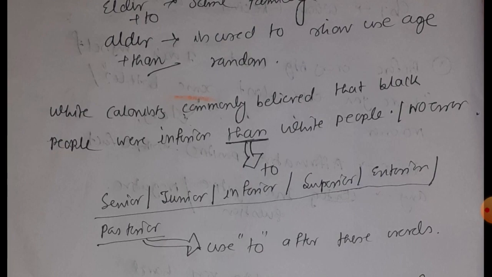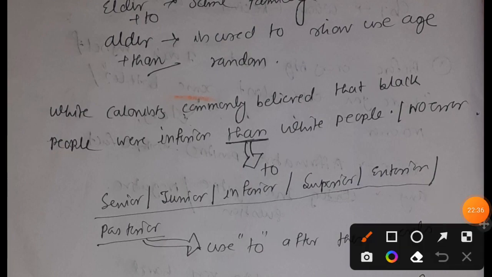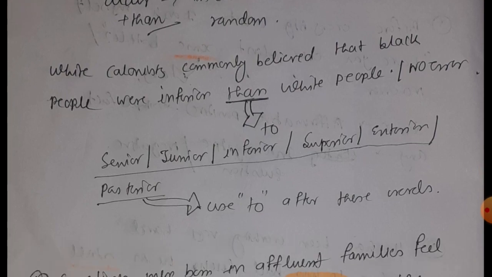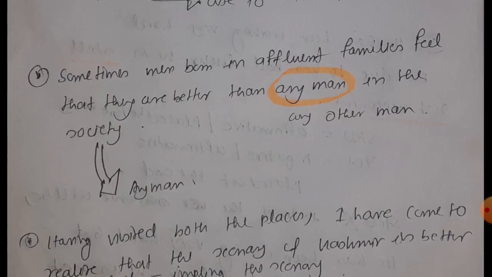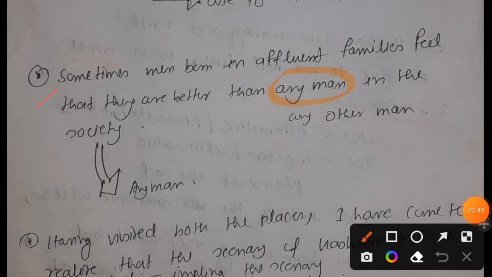So here it will be inferior to, because remember it, whenever you find words like inferior, exterior, posterior, senior, junior, you have to use to. Okay, and sometimes men born in affluent families feel that they are better than any man in the society, so we have to use any other man, because if we use any man, we are also including those men who are born in an affluent family, but that is not according to the sentence, right? So we have to exclude those people who were born in affluent families.